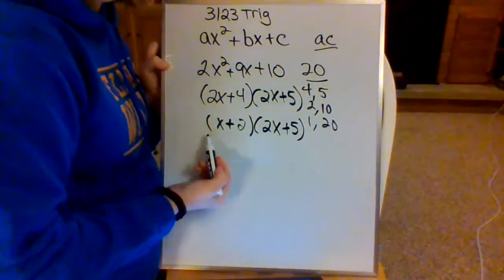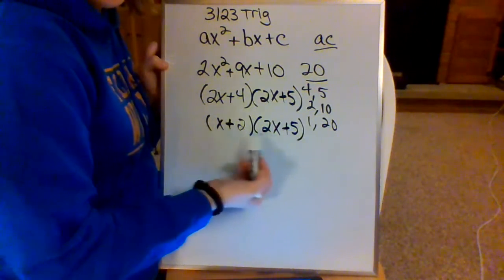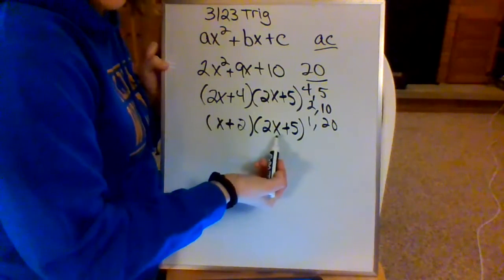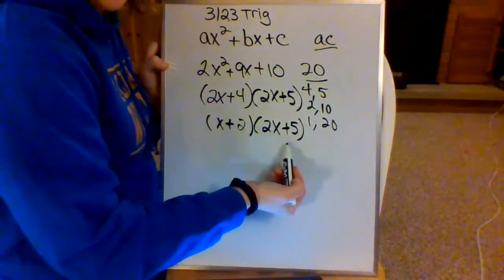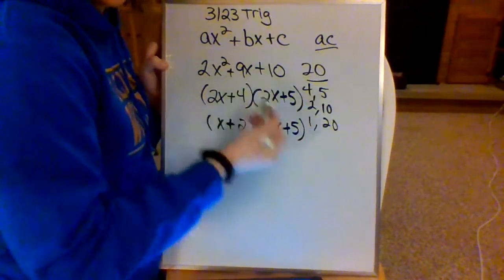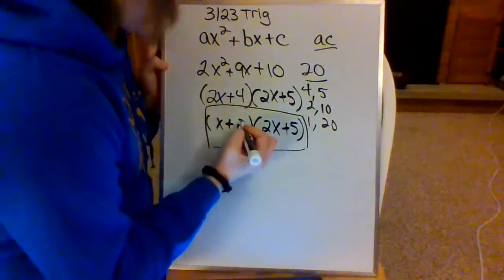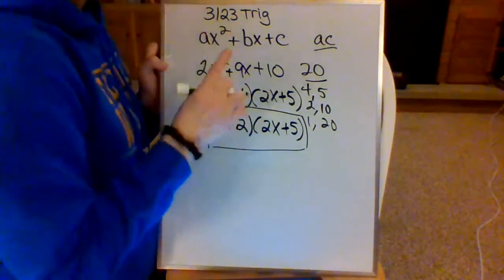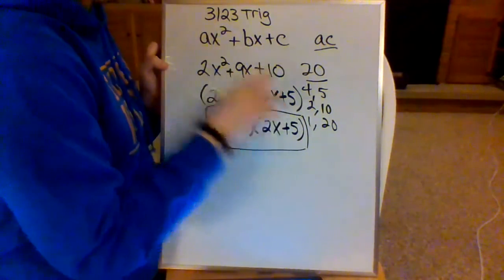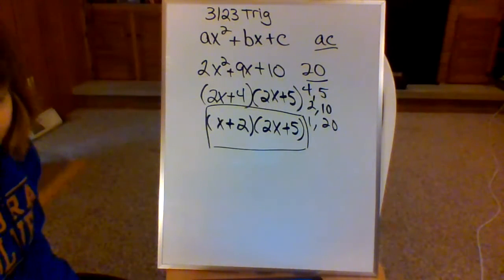Now, if we were to FOIL this back out, this would make 2x squared plus 5x plus 4x plus 10. If we simplified it, you would find that you do get the original equation. So that is the answer to this question. That's the factored form of 2x squared plus 9x plus 10.